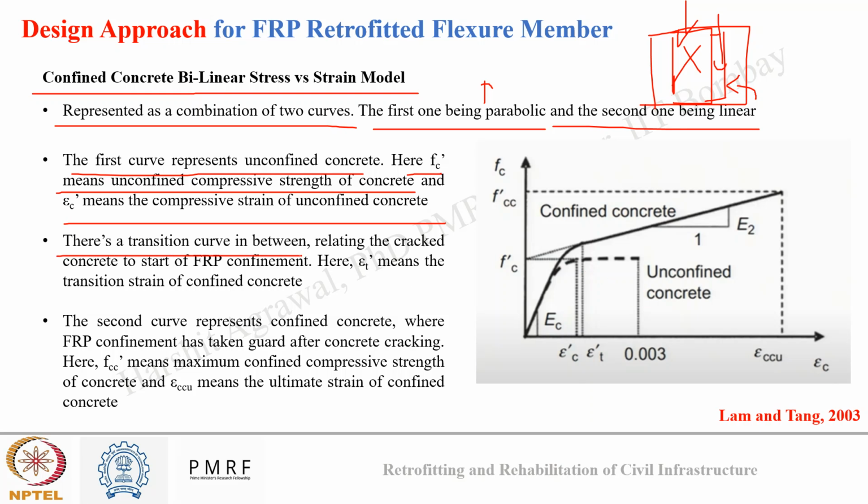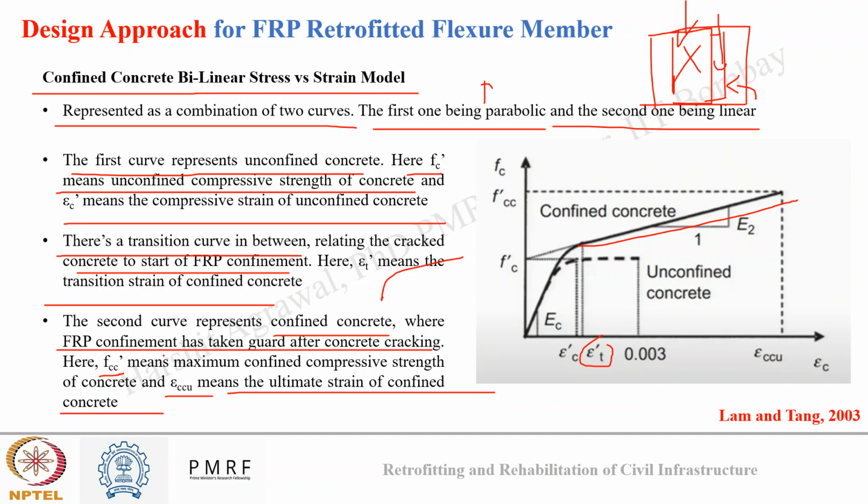Then there is a transition from the unconfined to the confined state, where cracking of concrete starts. Here epsilon t' denotes the transition strain of concrete, and finally we reach the second curve, which is the confined concrete, where FRP confinement has taken charge after concrete cracking. Here f'cc means the maximum confined concrete compressive strength, and epsilon ccu means the ultimate strain in confined concrete. Our aim is to determine all these values so that we can design an FRP retrofitted axial member.